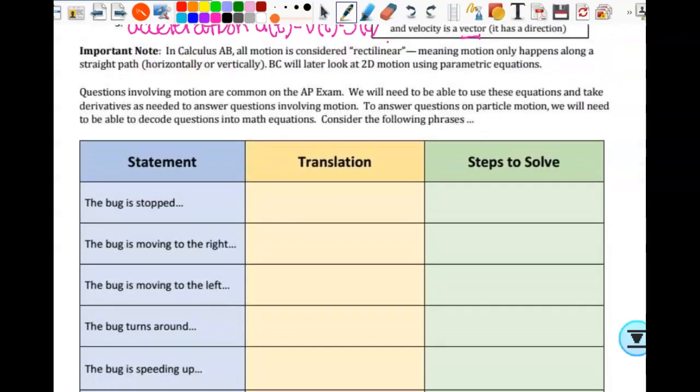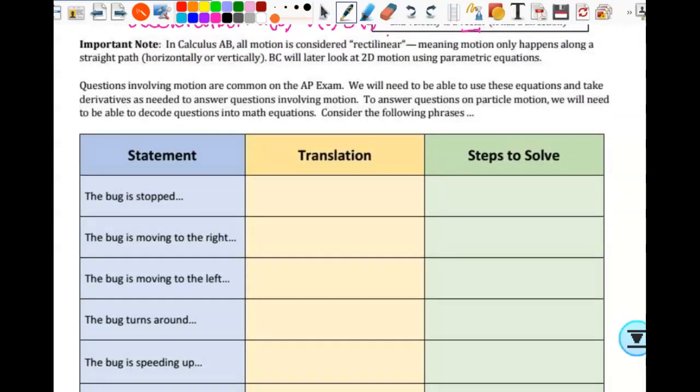Okay. All right, important notes in calculus AB, which is where you are. All motion is considered rectilinear. Sounds a little terrifying, but okay, meaning motion only happens along a straight path. Okay, that's what I was saying. It's horizontally or vertically. We're either going left or right or up or down. That's it. We're not going diagonally. We don't get to go in the squiggly lines, nothing. Okay? BC will later look at 2D motion, but we're not.